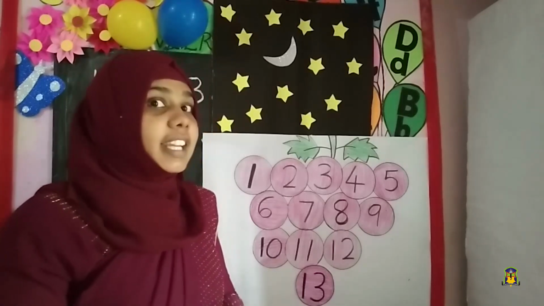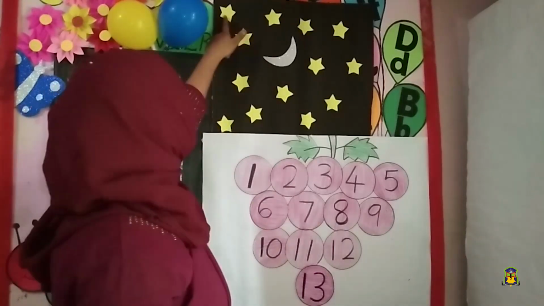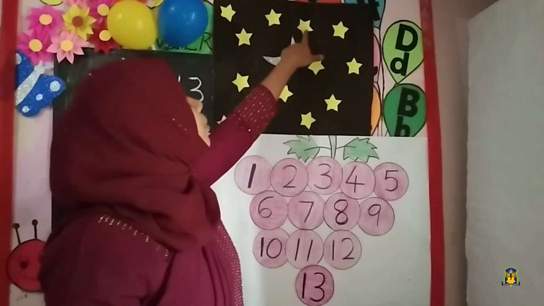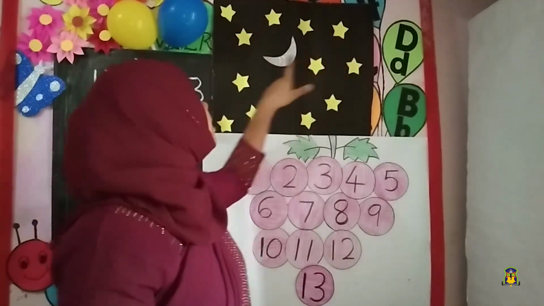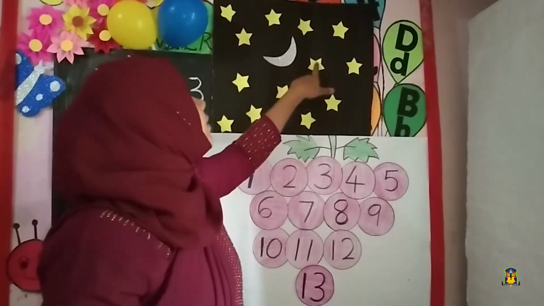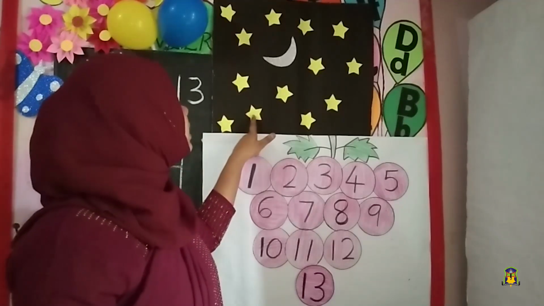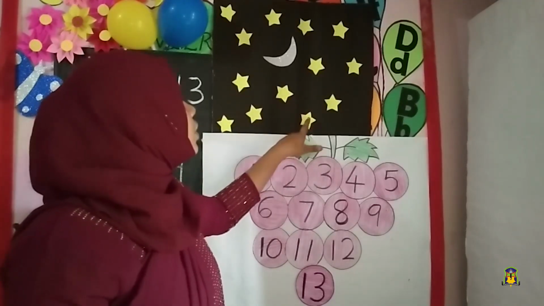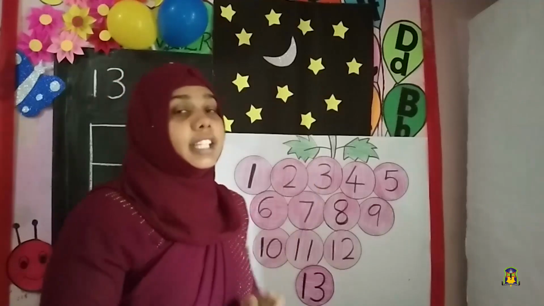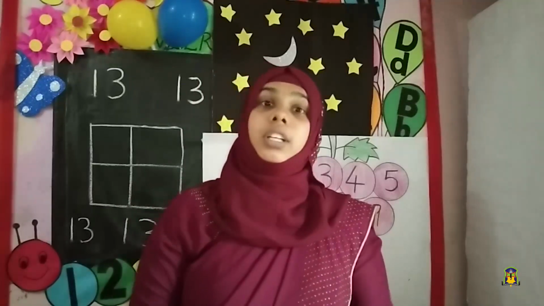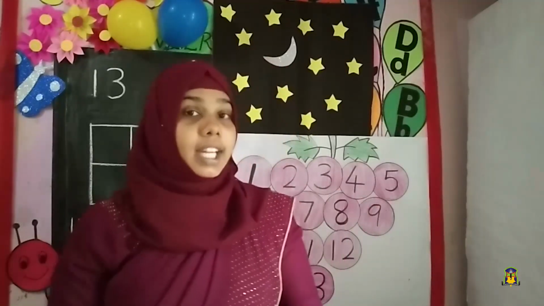Let's count once again. 1, 2, 3, 4, 5, 6, 7, 8, 9, 10, 11, 12, 13. 13 stars are on the board. Okay. Now, let's learn how to write number 13.